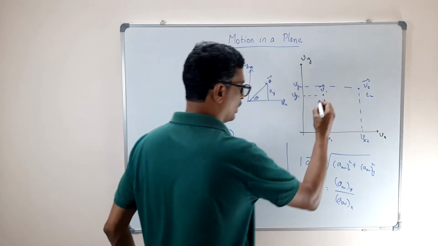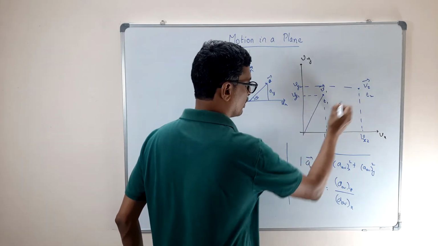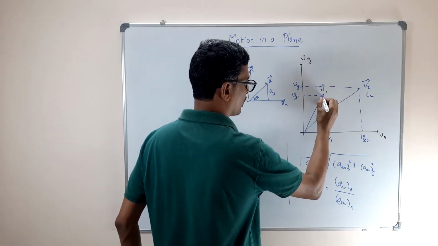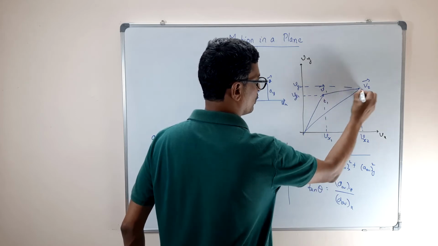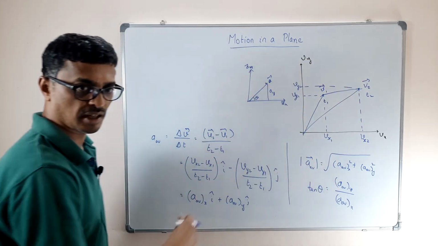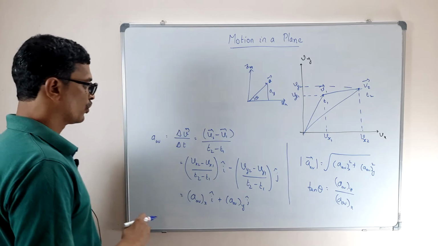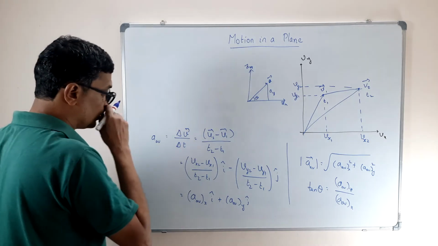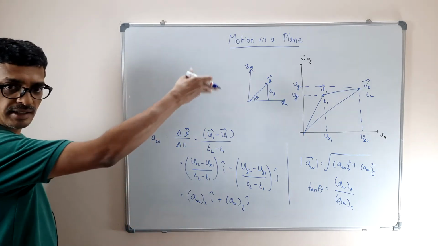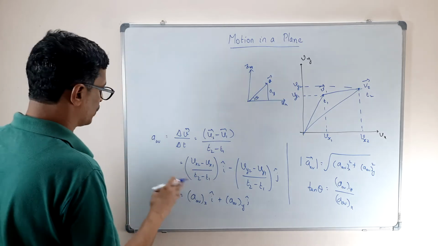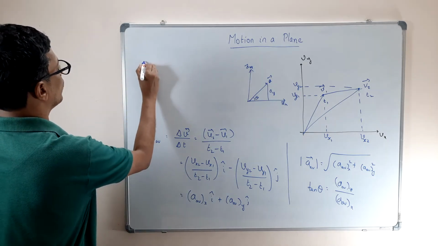See the same thing. I have not drawn the line. This is the V1 vector, this is the V2 vector, so this will be the change in time. So the same thing I did earlier, I am doing here. Don't get confused.